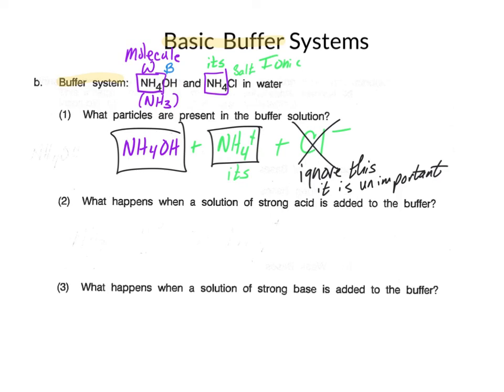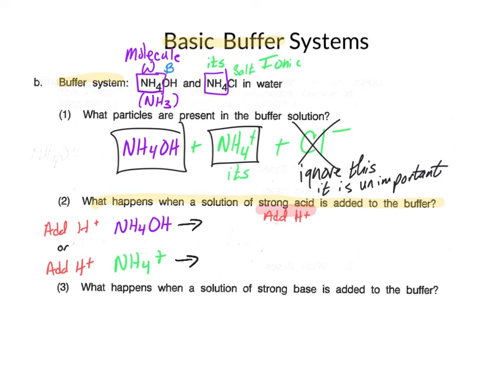So let's see what happens when we add a strong acid to this buffer system. So recall that a strong acid means that we're adding H plus to the system. That's the thing that's going to change the pH. The choices that it has to react with are NH4OH or NH4 plus. Let's write H plus NH4OH and H plus NH4 plus. Hopefully you can see quickly that the one on the bottom will not react because we have two positive charges. So we know that that reaction does not occur.